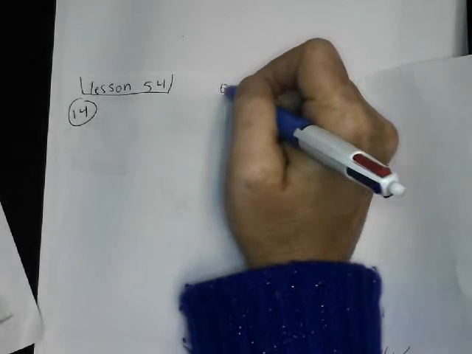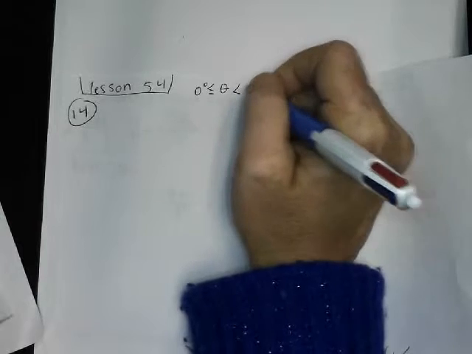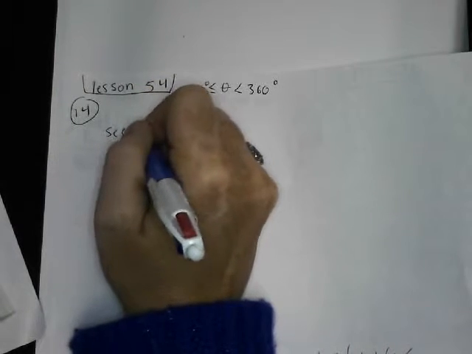This is lesson 54, number 14, and it says secant of... okay, so I have to solve the equation, and we have that theta has to be between 0 degrees and 360 degrees. So this one is secant of 2 theta minus 1 equals 0.